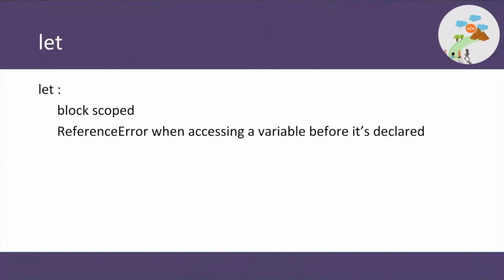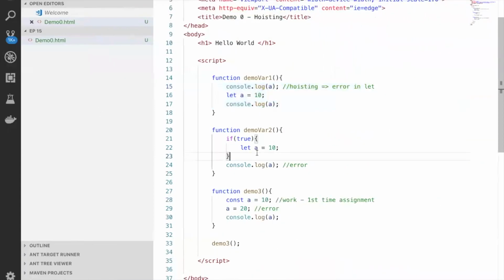It is scoped to the block. What block scope means is that if you have declared something inside this block, which is line number 21 to line number 23, you cannot access this variable outside. This is exactly what we want.